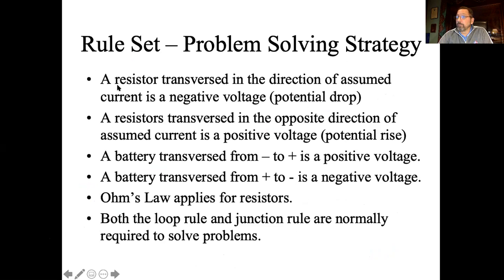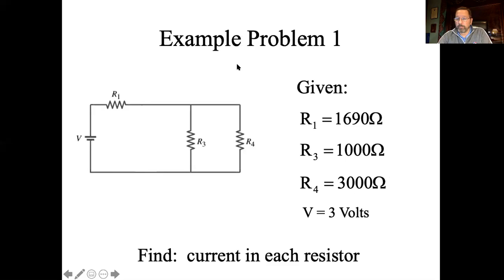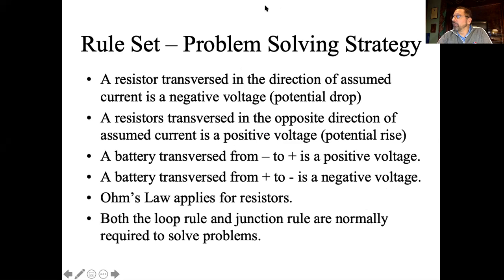But this suggests a way to solve problems for networks of resistors, much like I did for capacitors on the first problem. And I'm going to always use the kind of rule I said, but you've got to stay with it. You've got to be consistent with it. A resistor traversed in the direction of assumed current. Oops, I hit the wrong button here. Assumed current, big word right there, is a negative voltage.